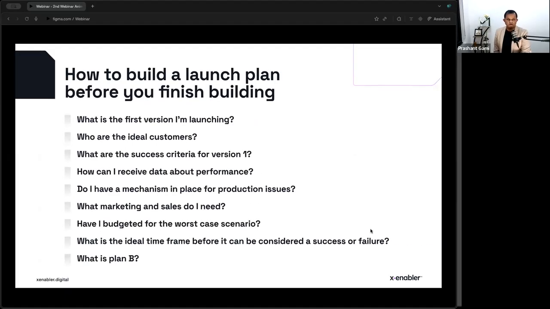And the launch plan. So how do you derive the launch plan? How do you create the launch plan? So first, be clear, what is the first version I'm launching? What is my first product? What is my MVP? What is the name of it? What is the problem it is solving? What is the solution? What are the benefits? Who are the customers who are affected by that one particular problem that I'm solving right now? So, the previous example of CRM versus payment.